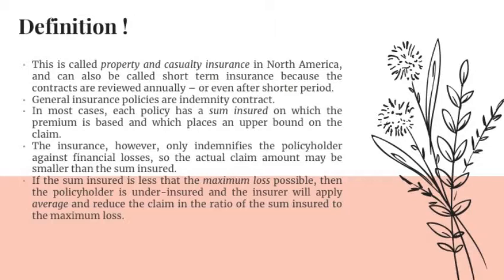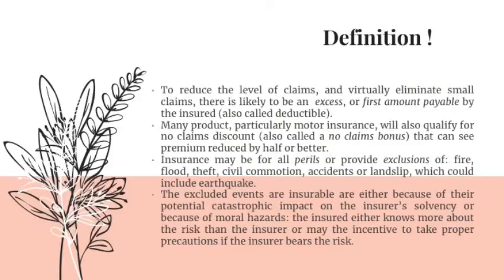bound on the claim. The insurance, however, only indemnifies the policyholder against financial losses, so the actual claim amount may be smaller than the sum insured. If the sum insured is less than the maximum loss possible, then the policyholder is underinsured and the insurer will apply average and reduce the claim in the ratio of the sum insured to the maximum loss. To reduce the level of claims, and virtually eliminate small claims, there is likely to be an excess, or first amount payable by the insured, also called deductible.